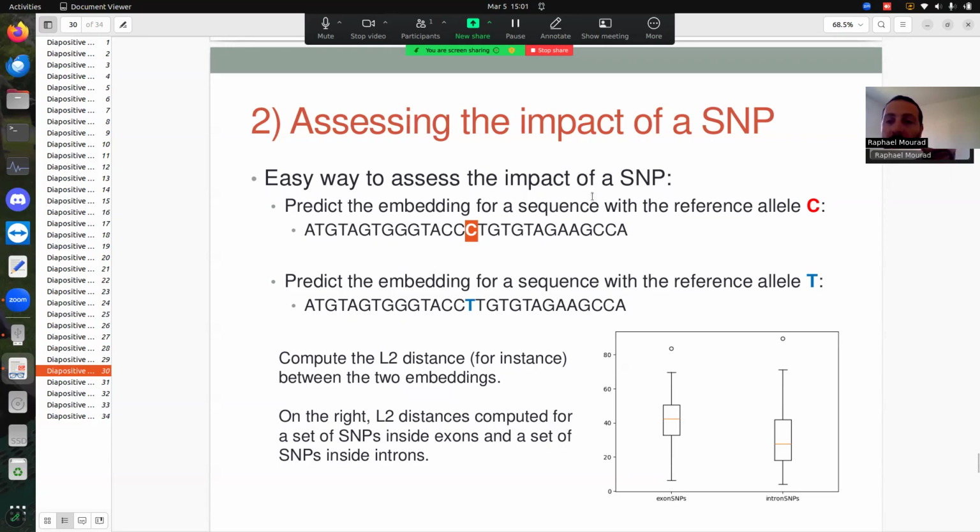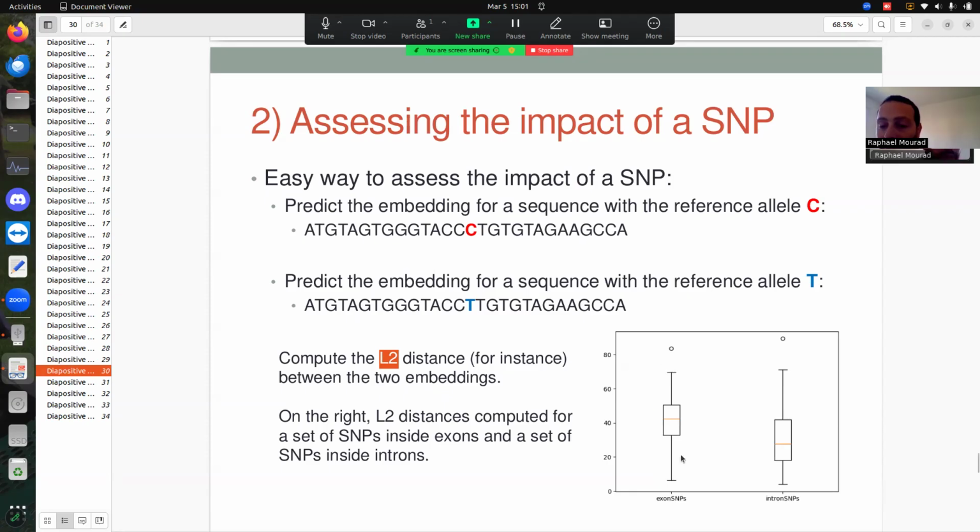Okay? And then you can compute the L2, so the Euclidean distance between the two corresponding embeddings. And if the L2 distance between the two corresponding embeddings is very large, you can assume that the SNP has a strong impact on the function of the sequence. So that's what I tried here. I took 50 or 100, I forgot exactly the number, SNPs that are in exons, so that can modify proteins, and SNPs that are in introns that are predicted not to modify protein sequence.